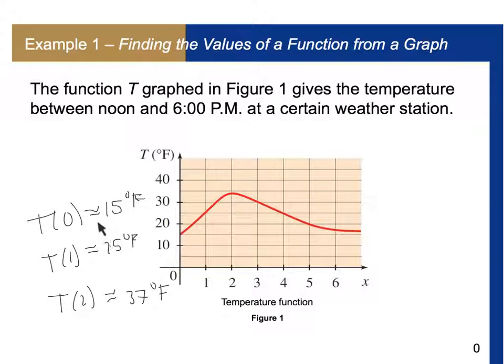I'm putting approximately equal to because we're estimating from the graph. The time at 1 p.m., T of 1, would be about 25 degrees Fahrenheit, between 20 and 30. And then the time at 2 p.m. would be about 37 degrees Fahrenheit. And that looks like it's the highest temperature that we have between those 6 hours. You can see the temperature is going down. So we're talking about the value of the function, the height of the graph. The temperature is the height of the graph, how tall this is.